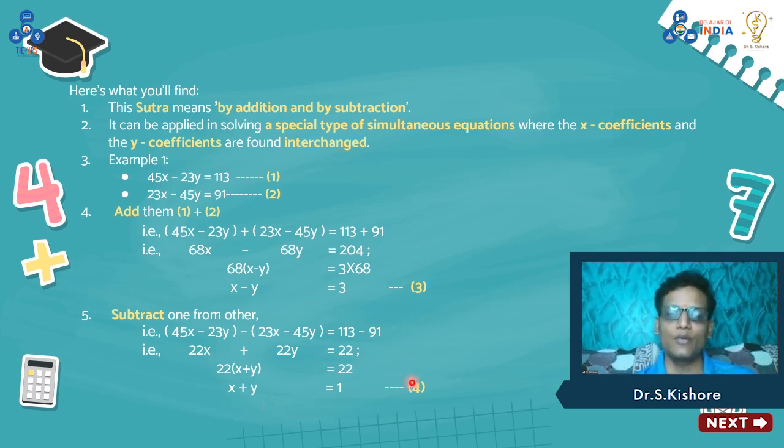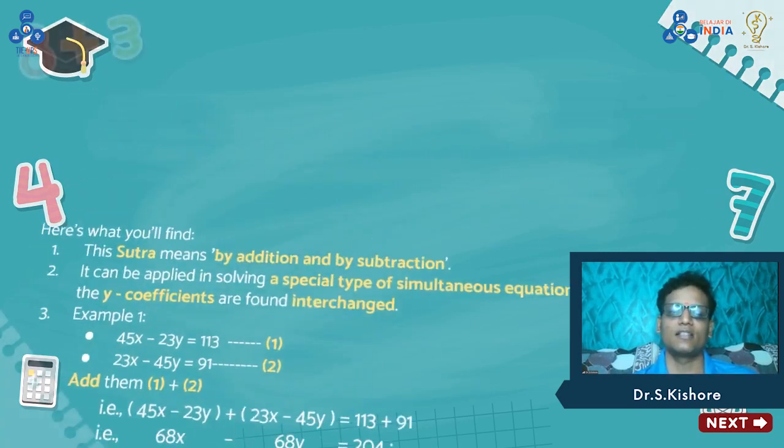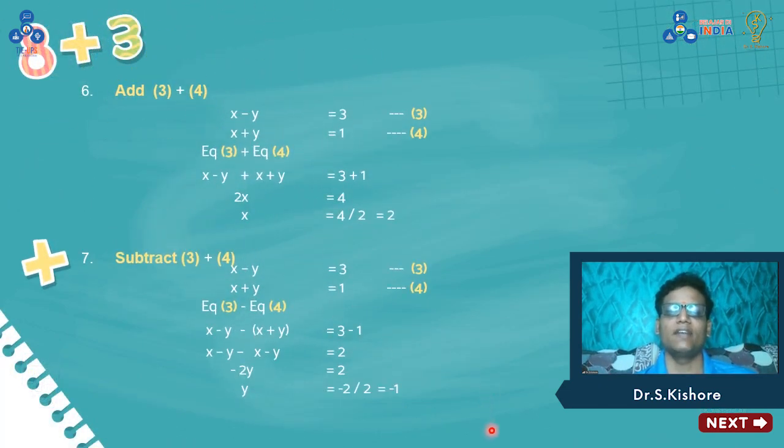Now two simple equations are there. How to solve the two equations? Once again Vedic mathematics, once again Sankalana, Vyavakalana. So this is equation 3, equation 4. I am adding them. So x plus x, my 2x. Minus y plus y cancels. My 3 plus 1, 4. So 2x equal to 4, x equal to 4 by 2.